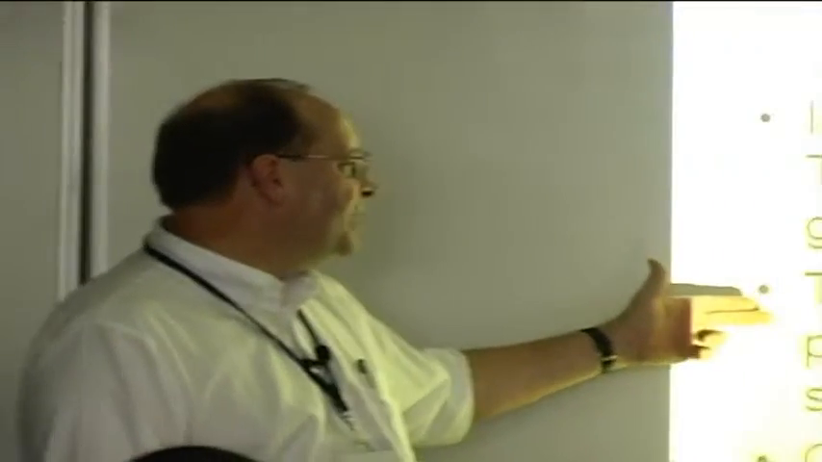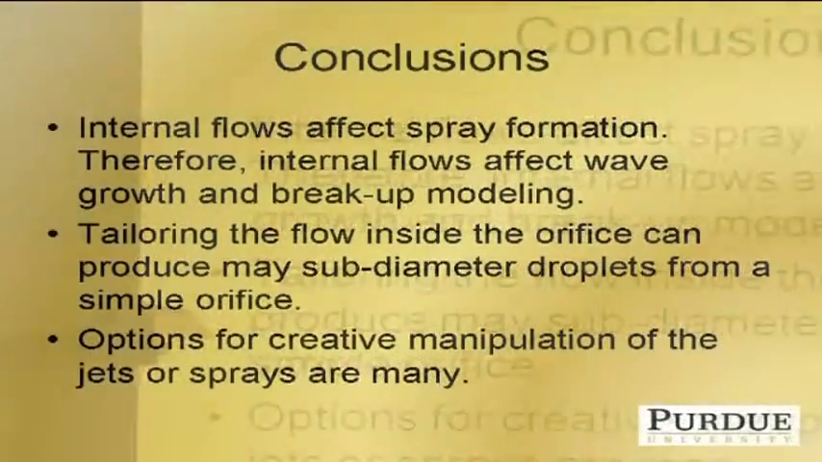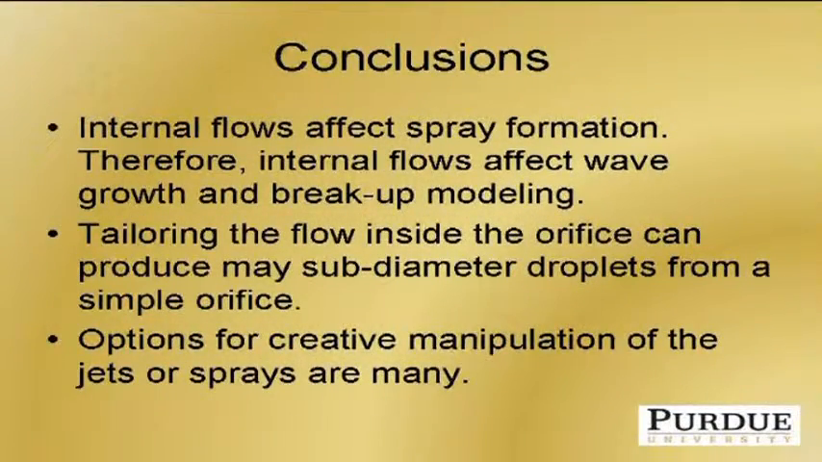So we know we can tailor the flow inside to produce many subdiameter droplets from a simple orifice under some cases, and we want to keep expanding that. And there just are a lot of options out there for creative manipulation of the jets or sprays. I had a controls colleague who kept trying to talk to me about putting active control on this, and I just kept telling him active controls are for when you're not smart enough to make a good passive system, right? So someday, yes, maybe, this can easily couple into acoustic work or other things outside the orifice or upstream, but for now this is where I've gotten to.